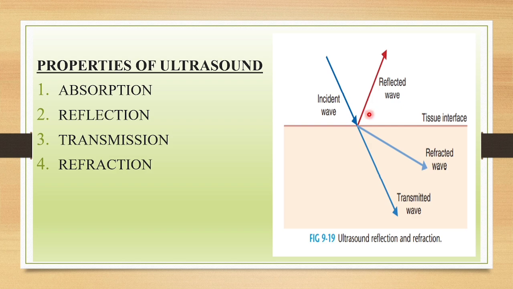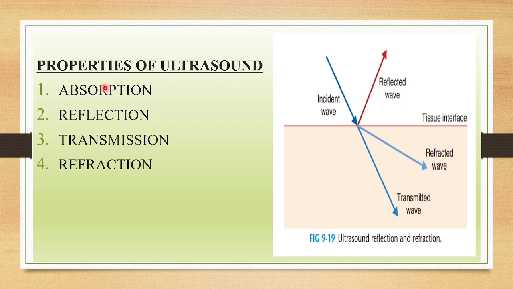The next property is transmission. This is the incident wave, and almost all of the waves will be transmitted. This property is known as transmission. The other property is refraction. It will not be transmitted in a 90-degree or linear manner. A few of the waves will be refracted from the normal transmitted wave. This property is known as refraction. So this is the incident wave, almost all of the ultrasonic waves will be transmitted, a few will be absorbed, and a few will be refracted from the normal 90 degrees. So these are the properties of ultrasound.